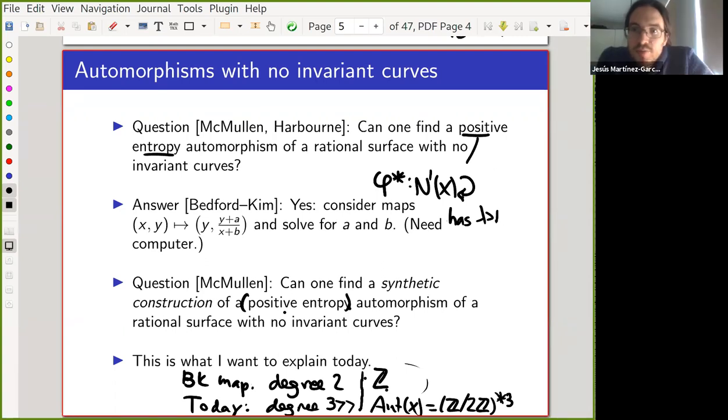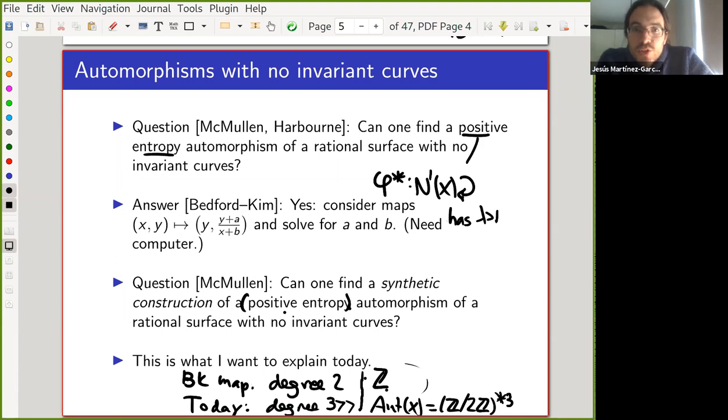Is positive entropy an invariant? I mean, it's entropy and invariant of maps. Yeah, that's right. So the entropy is an invariant of the rational map. You can just read positive entropy as infinite order if you want, or just forget it. I think finding an example that's not positive entropy is probably a lot harder than finding one that is.